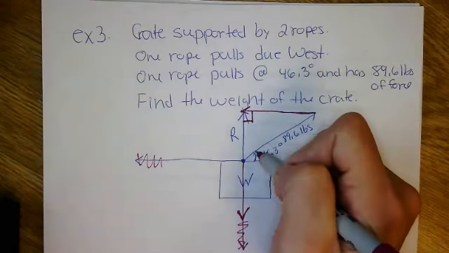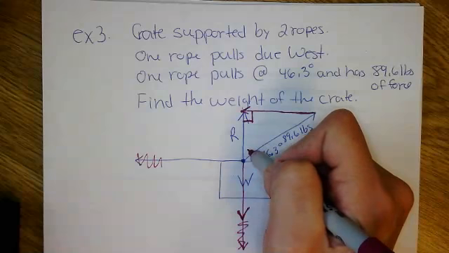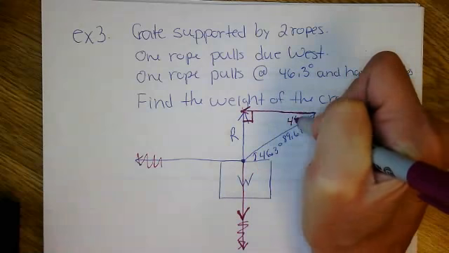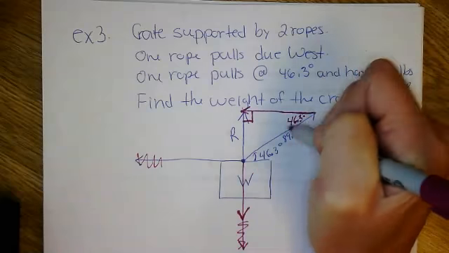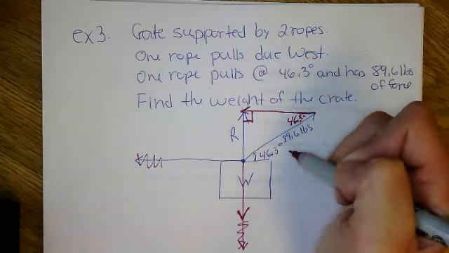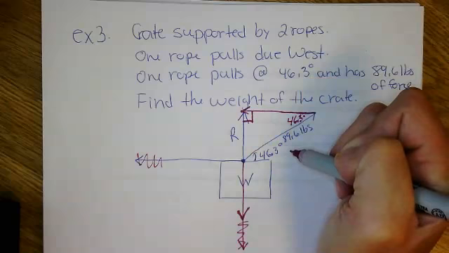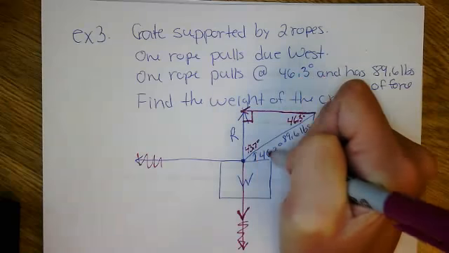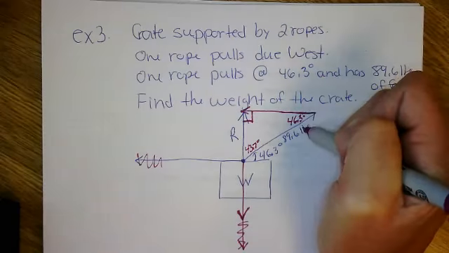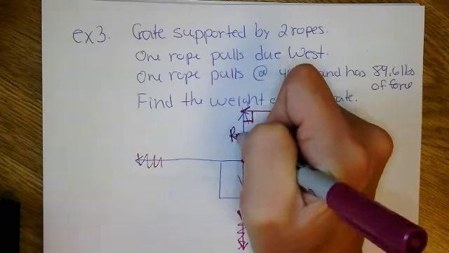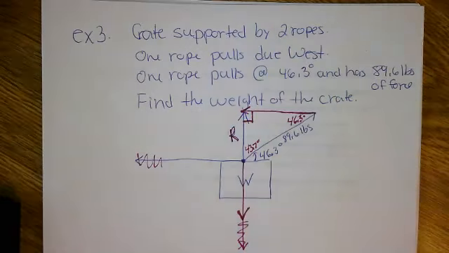And then we can move inside the triangle. We could use alternate interior angles, 46.3 up here, or we could subtract from 90 and go here, 43.7. There's all kinds of ways to get inside of the triangle. And the goal was to find the weight of the crate, which is going to be equal to the resultant. The resultant and the weight of the crate are going to be the same thing.